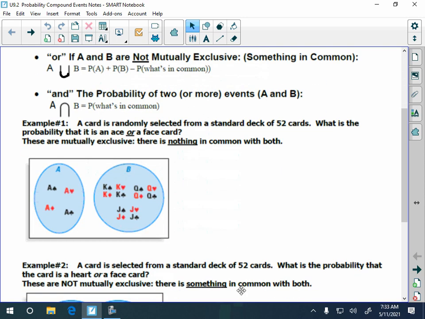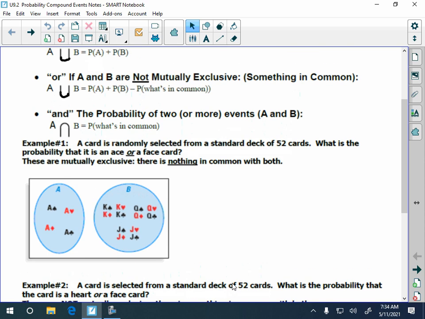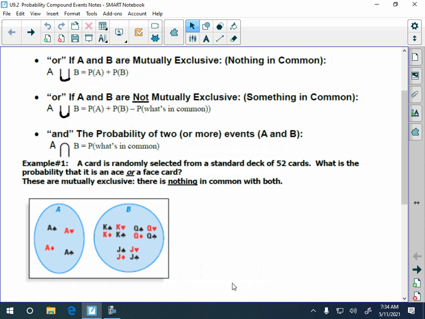All right, so I have an example for each one so you can see it in words in the actual problem. So example 1: a card is randomly selected from a standard deck of 52 cards. What's the probability that it is an ace or a face card? All right, so we can see the word or in it.